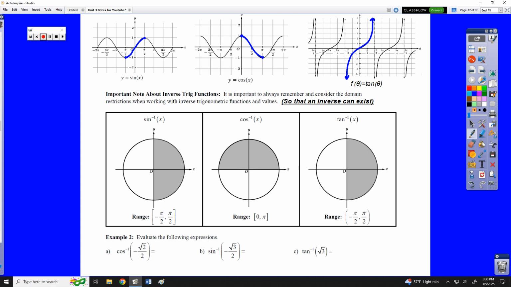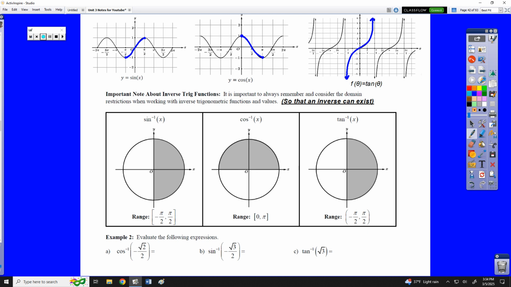So we're restricting those domains. Now the reason that we're restricting sine to negative pi over 2 to pi over 2 is, again, that represents every possible output of sine, and it keeps our values as close to the y-axis as possible. Same thing with cosine. We go from 0 to pi because, again, that represents every possible output of cosine, and it keeps our x values as close to the y-axis as possible.